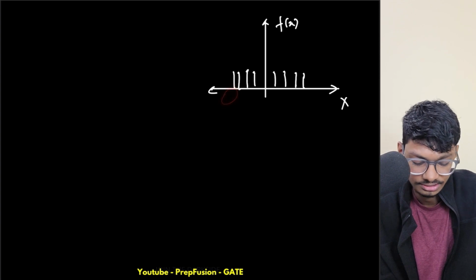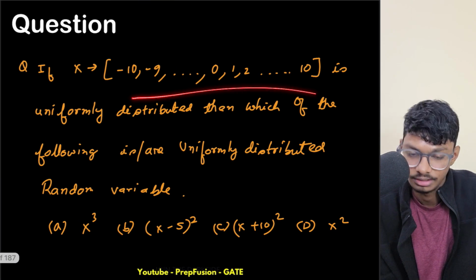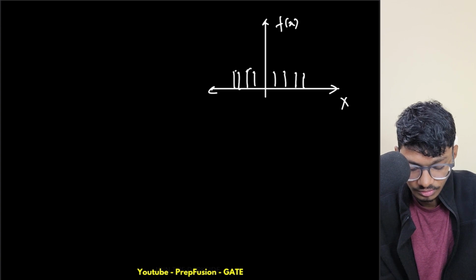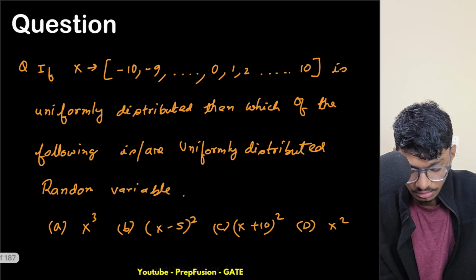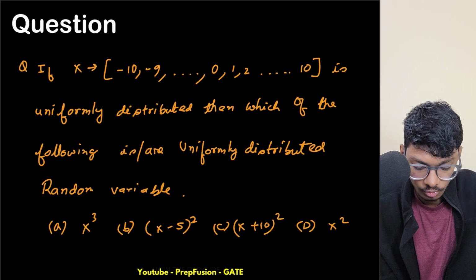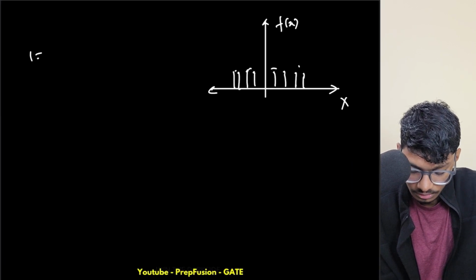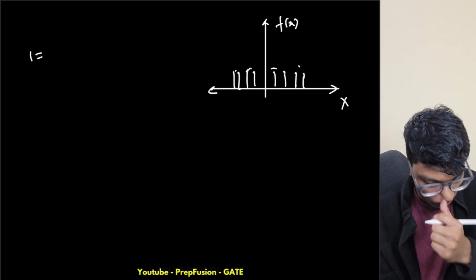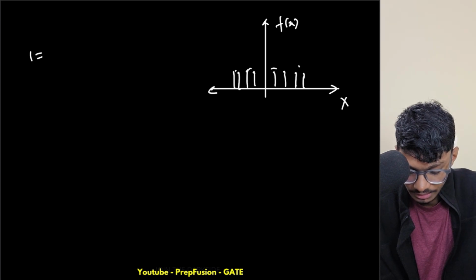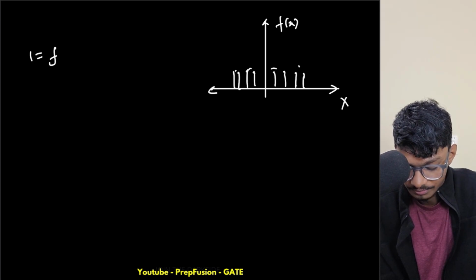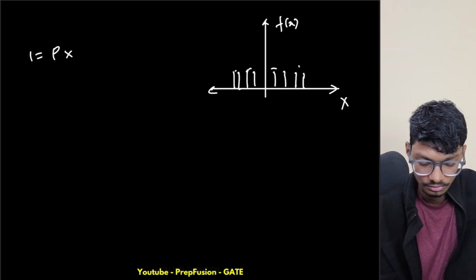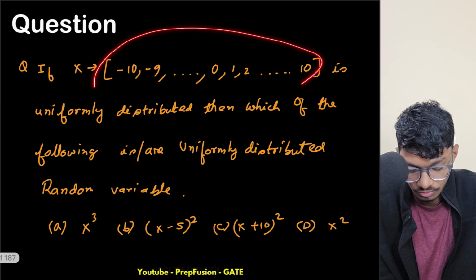So in each, let's say from minus 10 to plus 10, as it is uniformly distributed, what will the total be? What is the total? Total probability will be 1, the summation of all of those. And each has f of x probability, let's say p of x, into what? The total number of variables.